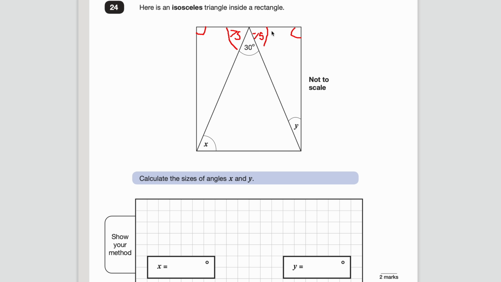So that's the angle here. And you can see that makes sense because 90 degrees is a right angle. This is less than a right angle, but it's not that far off a right angle. So that's a good suggestion. Now, how do we work out this angle here?